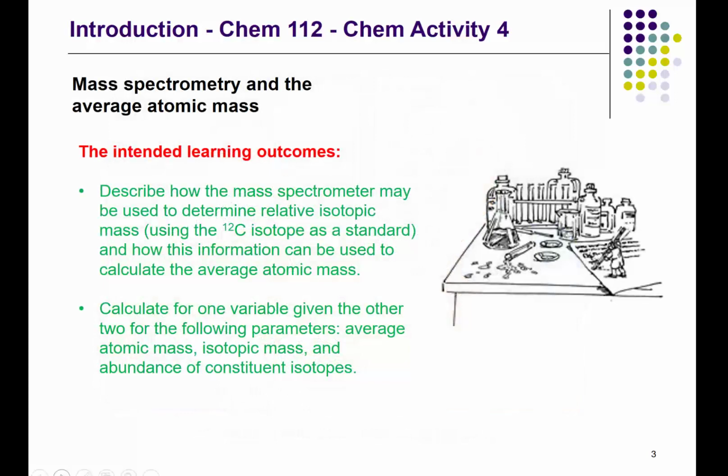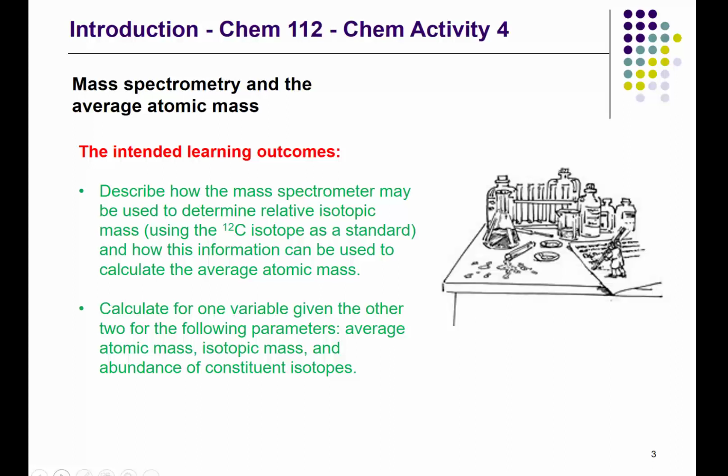The intended learning outcomes for this activity and video are that you will be able to describe how the mass spectrometer may be used to determine the relative isotopic mass using the carbon-12 isotope as a standard, and how this information can be used to calculate the average atomic mass. Also, to calculate one variable given the other two for the following parameters: average atomic mass, isotopic mass, and abundance of constituent isotopes.